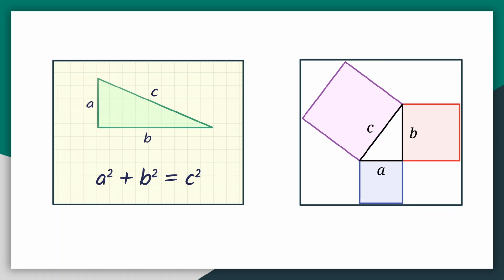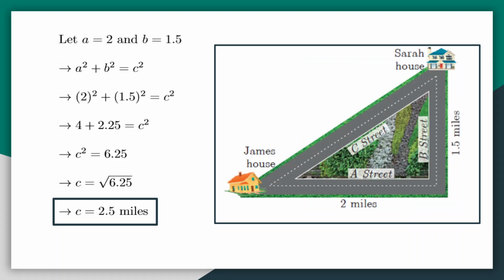Now, there are a good amount of current day applications of the Pythagorean theorem, including construction, gardening, and navigation problems such as this one. Using the Pythagorean theorem, we can calculate the length of C Street using the lengths of A and B Street, which in this case C Street is 2.5 miles long.